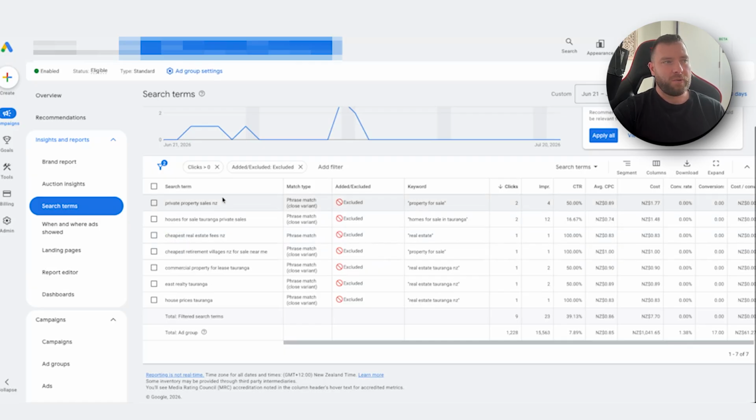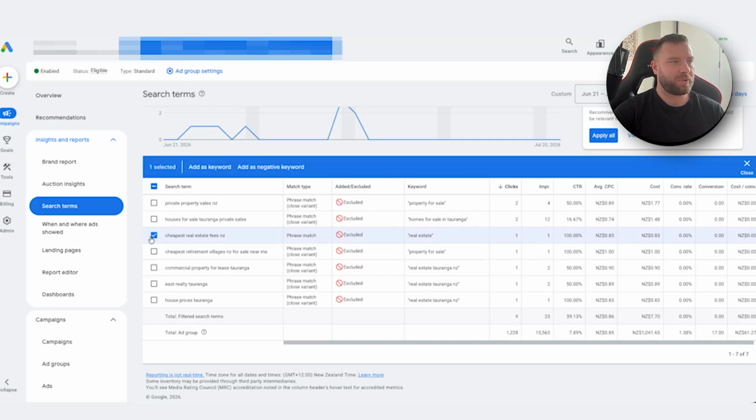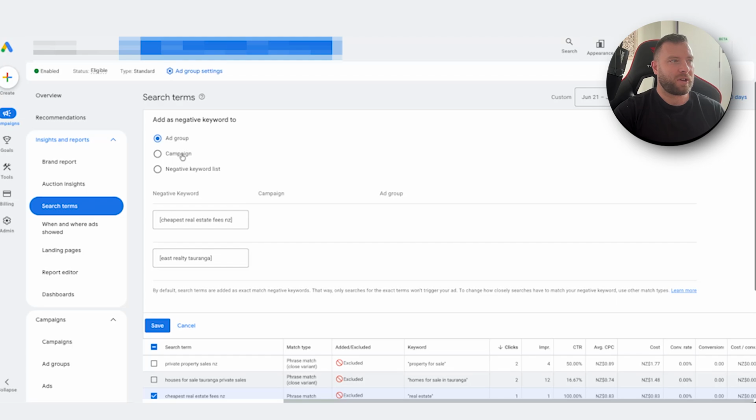Now, if you see there are terms here that are not relevant to your company, so for example, things like cheapest, or East Reality, which is a competitor, you want to look at adding negative keywords. Now, with negative keywords, you want to make sure that you're using the root cause here. So you want to get as close as possible to the main incorrect term. So in this scenario, it is cheapest.